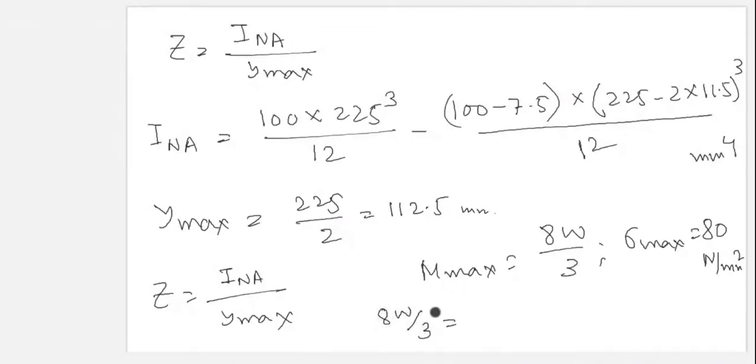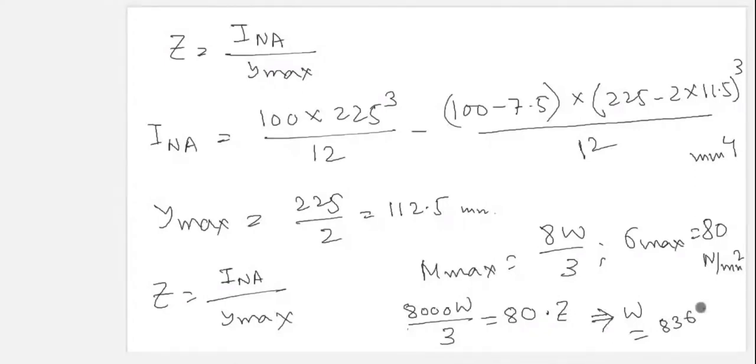So 8W by 3 equals, okay, just 1 minute. This is in Newton, so 8000 W by 3, because this is in Newton meter, we have just converted Newton millimeter into this, 80 Newton per millimeter square into this value of Z. And from here W will be 8369.77 Newton. Okay, so this is the answer.